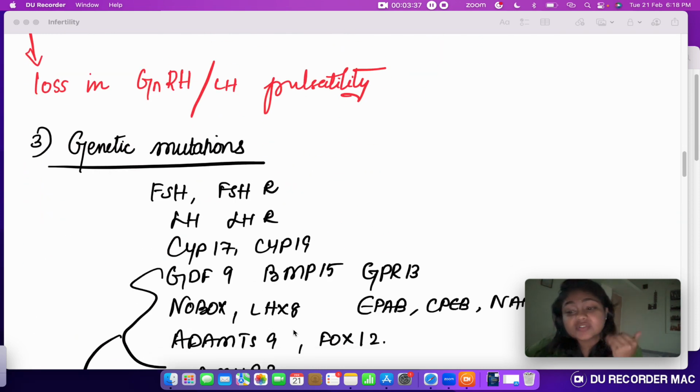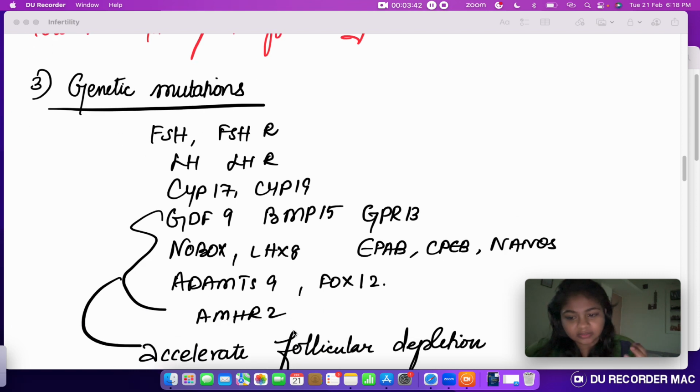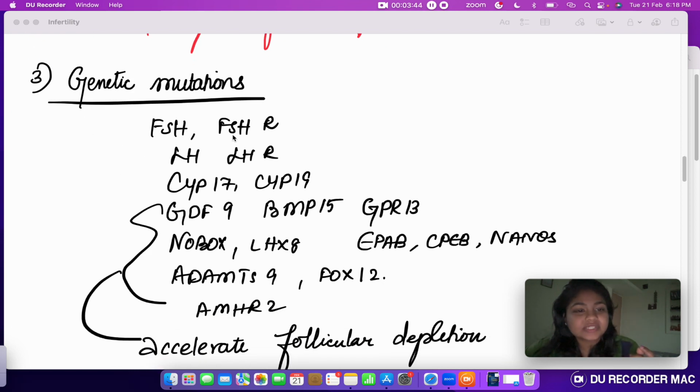Then because of aging, there is accumulation of genetic mutations and that manifests as reduced fertility. The mutations are happening in FSH receptors, LH receptors, CYP17 and 19 or something related to the steroid synthesis pathway, GDF9, BMP15, GPR3, LHX8. All these accelerate the follicular depletion.